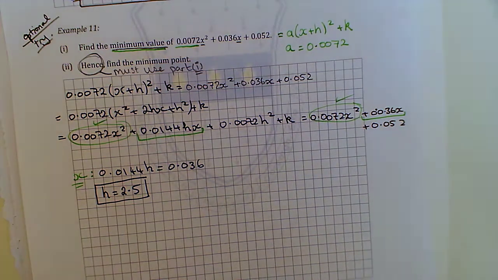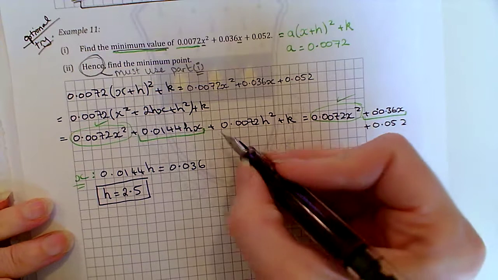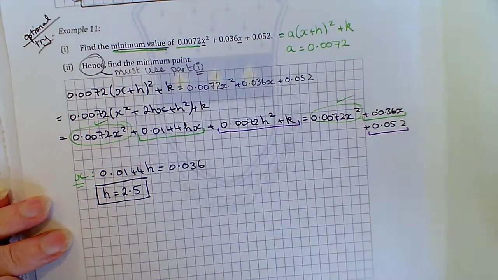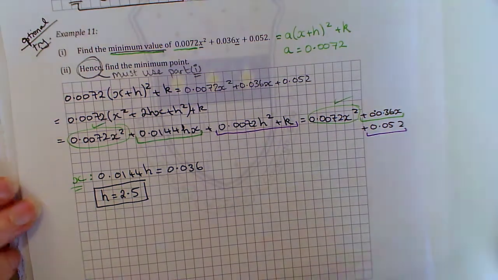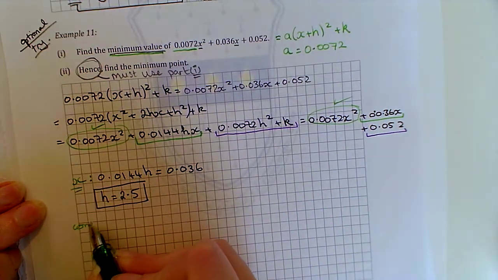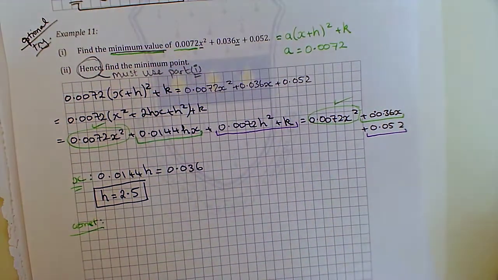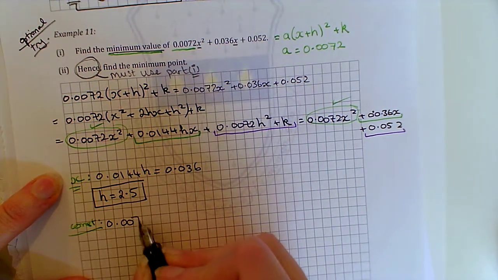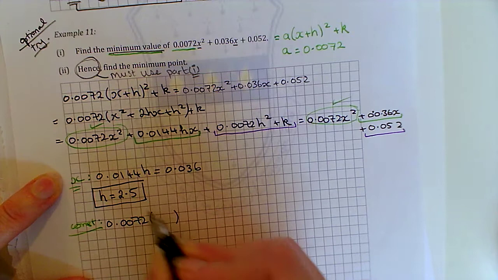My constant term then. So my constant term is everything without the x. All of this stuff here on this side equal to this on this side. My constant term will give me 0.0072h squared. I'm just going to fill it right in now.